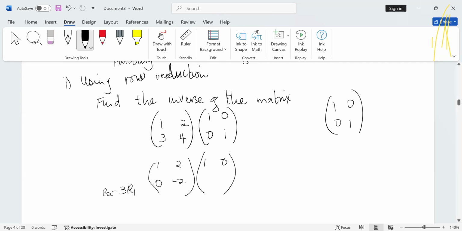Row 2 here is 0. 0 minus 3, you get minus 3. Row 2 here is 1. 1 minus 3 times 0, we get 1.